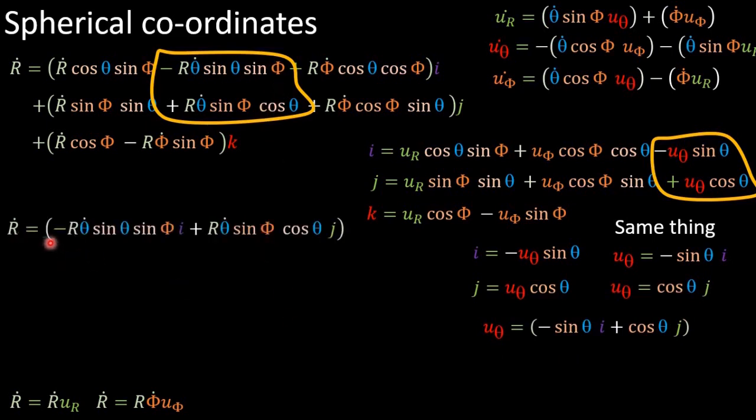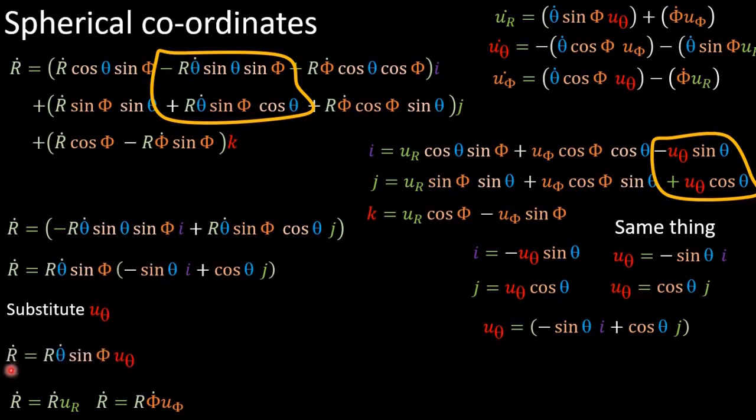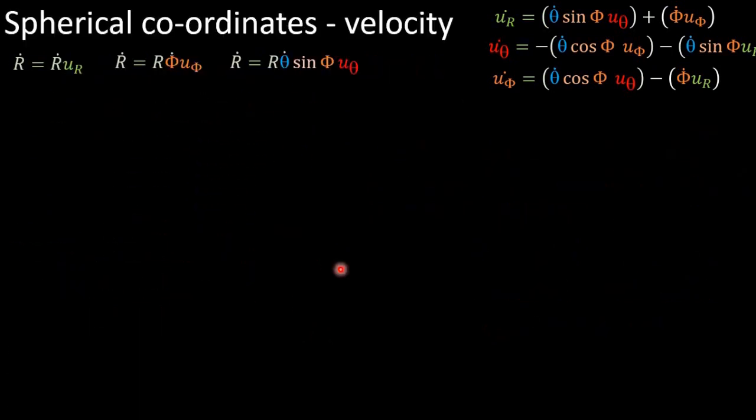So I've got r dot equals minus theta dot times sine phi plus r times theta dot times sine phi times cos theta. So this term was in the I direction here, and this term was in the j direction. So factor out an r times theta dot times sine phi because they're in each term. So now I'm going to substitute u sub theta into here. So I'll take those three there.